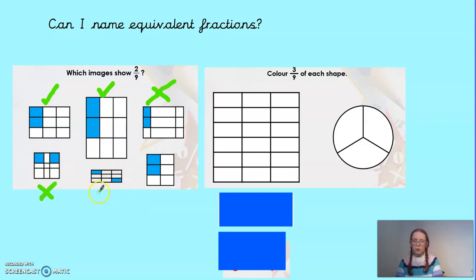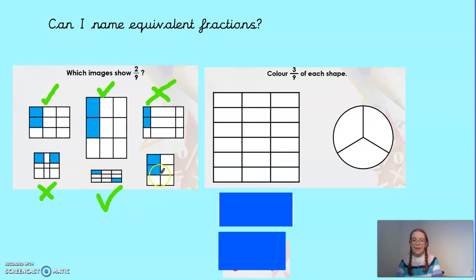Here, this one's a bit small. You might have had to squint, but I do have 9 sections and I do have 2 coloured in. Now, even though they are not next to each other, that is still the same amount of having 2 sections coloured in. So be aware of that when you're looking at some of these questions, that actually they don't have to be next to each other to still count.